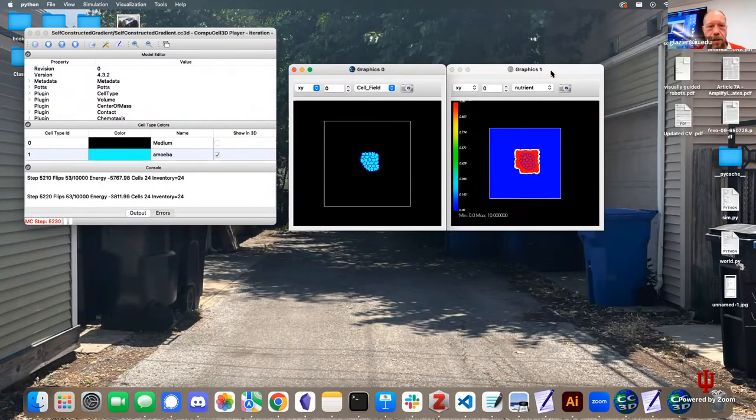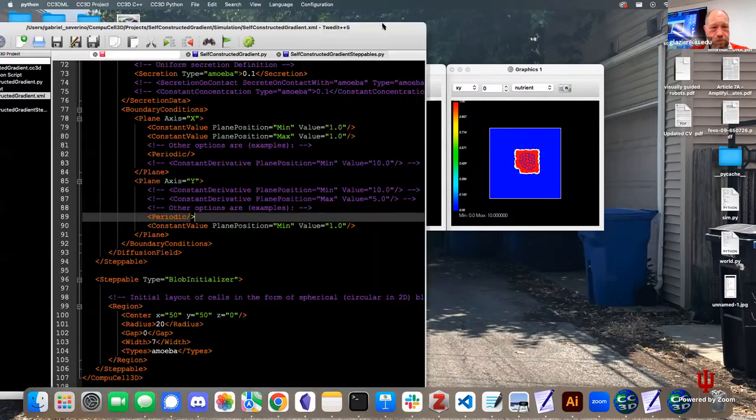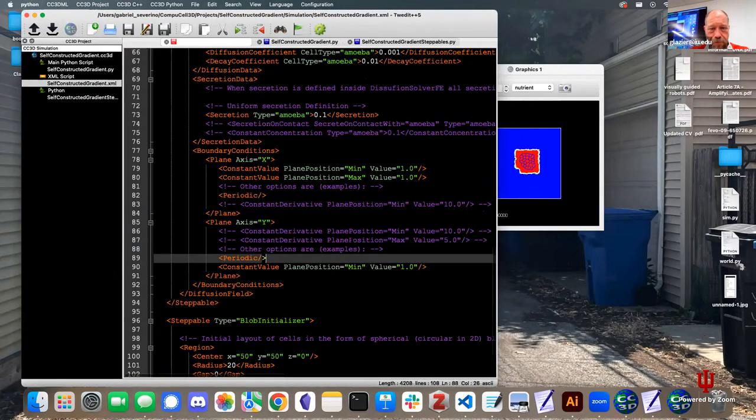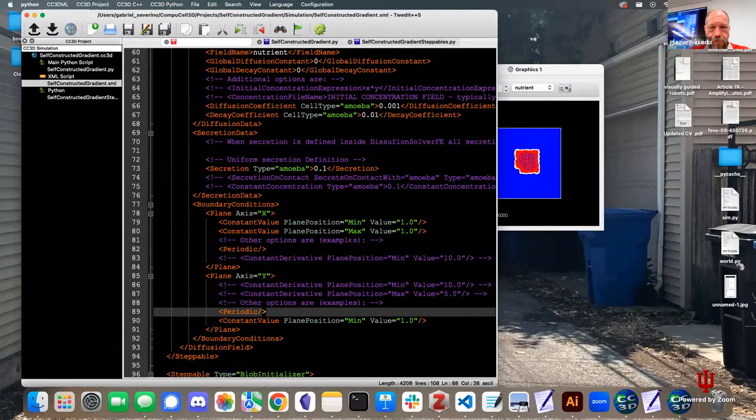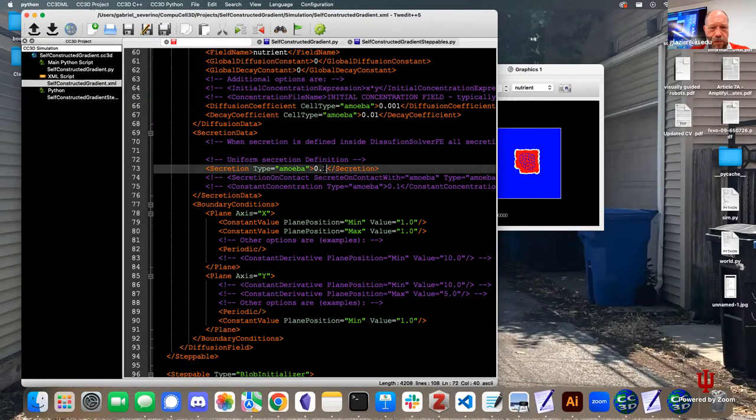Okay, that looks good. Do you have the XML? Let's take a look at the XML together and see how you did it. So you have a cell type called amoeba, diffusion coefficient of 0.01, decay coefficient of 0.01, fine. And now you have the amoeba secreting the chemical. And that's interesting, but to begin with, I wouldn't do that. We could make that zero if you like.